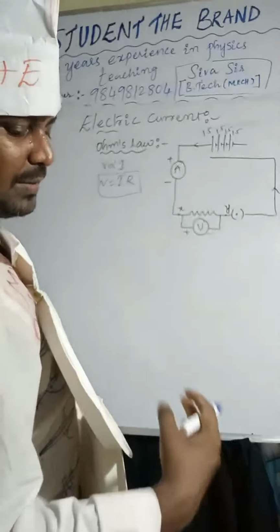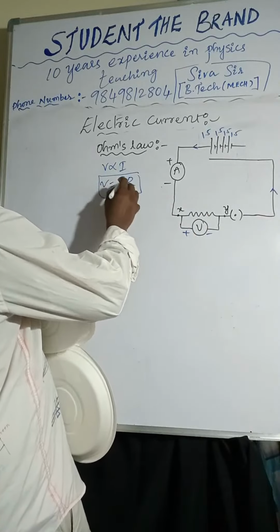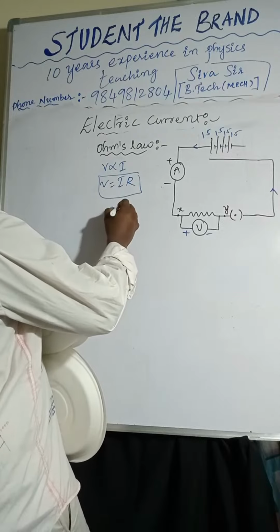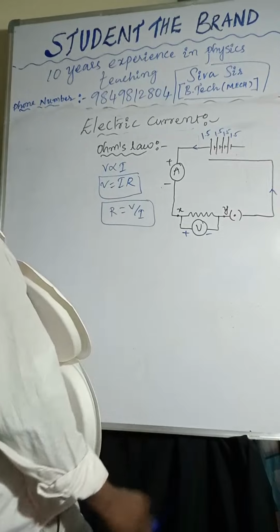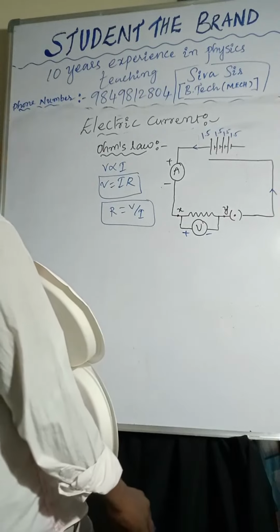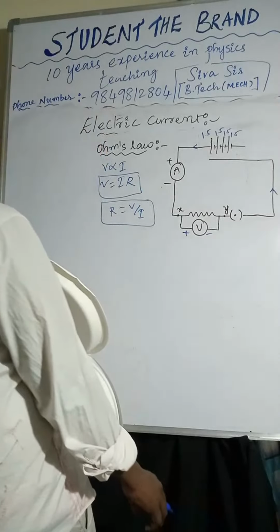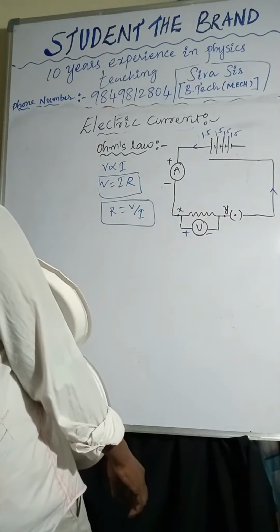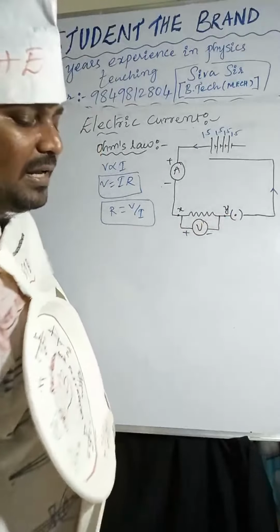Now I am considering V equal to IR, so R equal to V by I. The potential difference across the ends of the given metallic conductor.